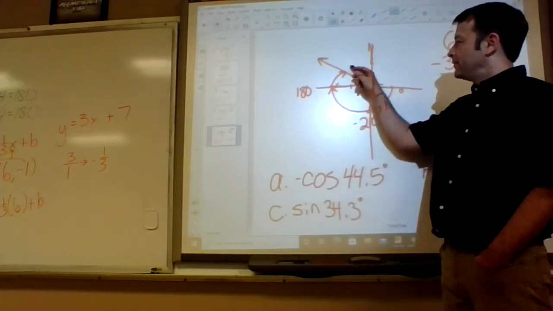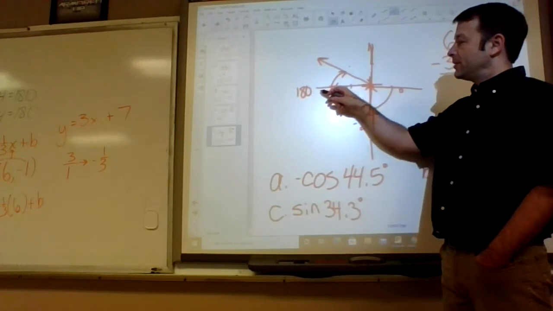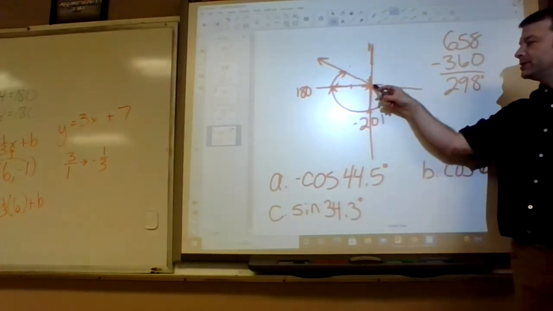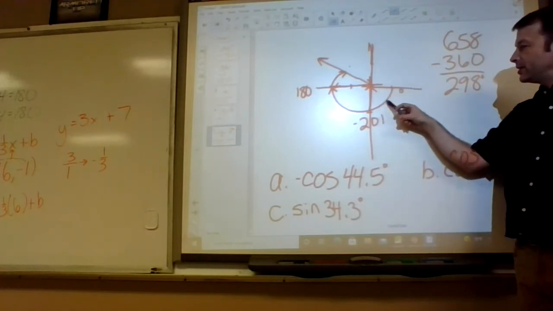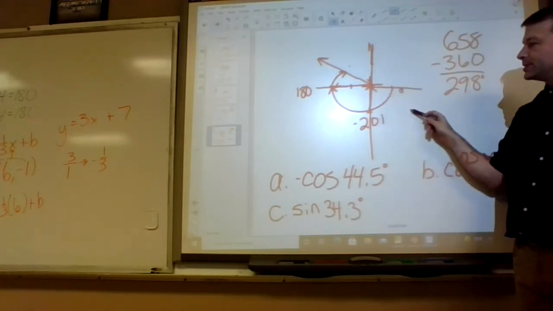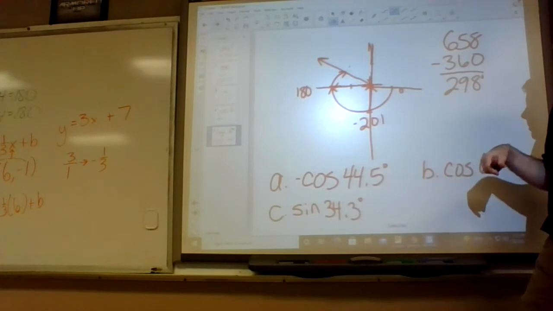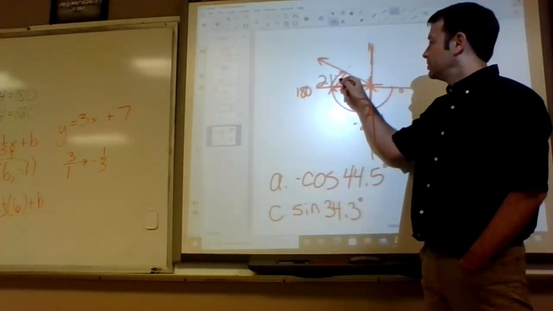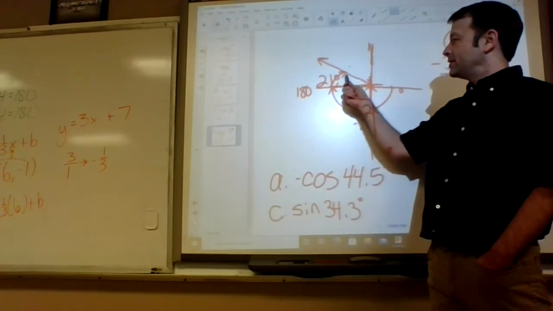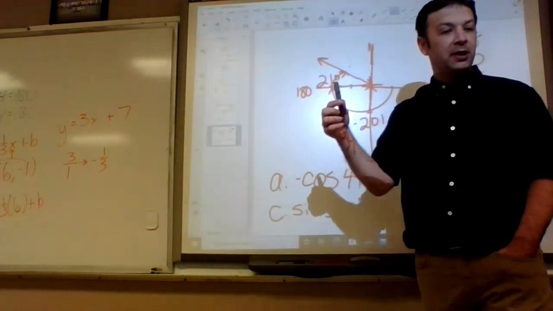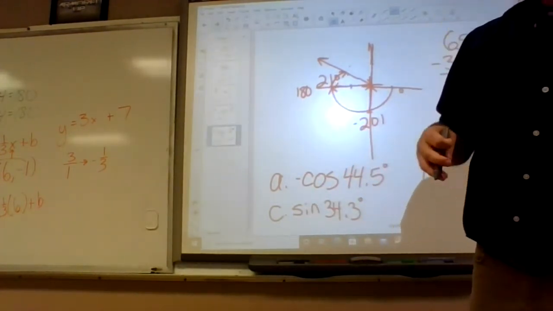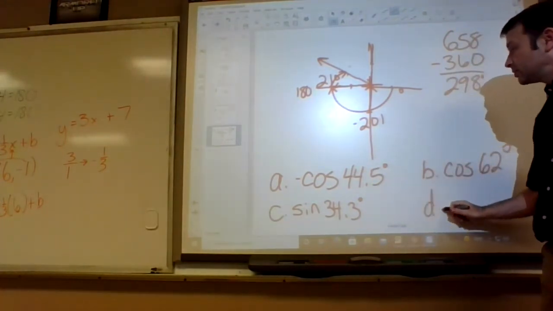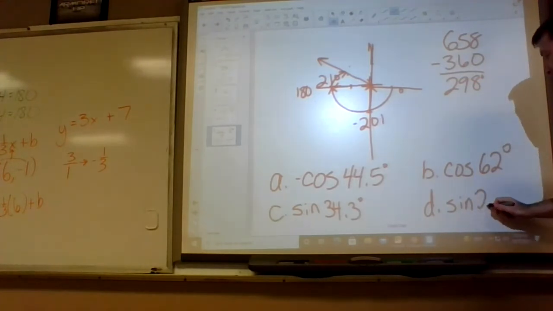If it's in these two quadrants, the reference angle is how far it is from 180. In the first quadrant, that is the reference angle. In the second and the fourth quadrant, how far is it from 360 or 0? 21. And if it's sine, that's going to be positive. If it's cosine, it'll be negative. So it's positive. So sine of 21.